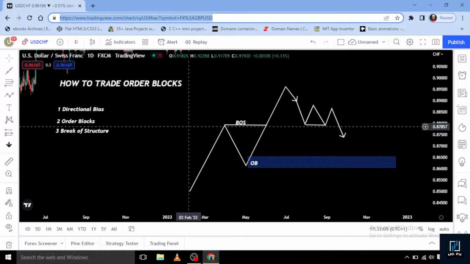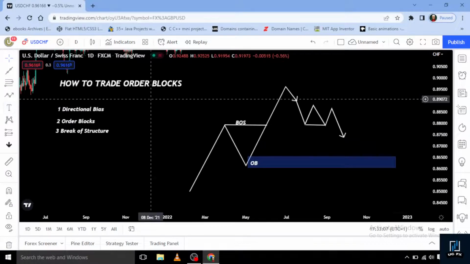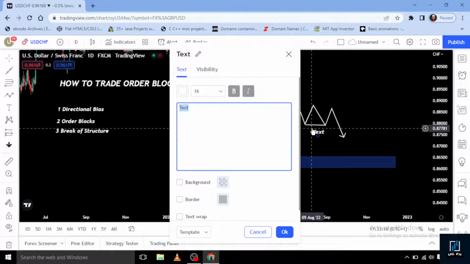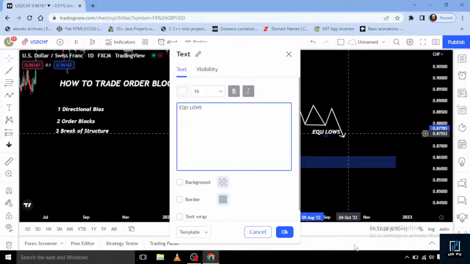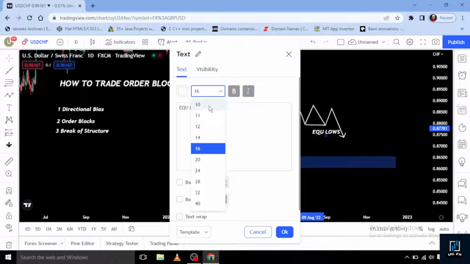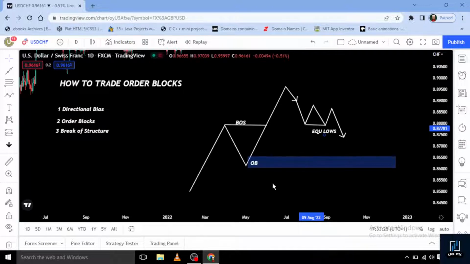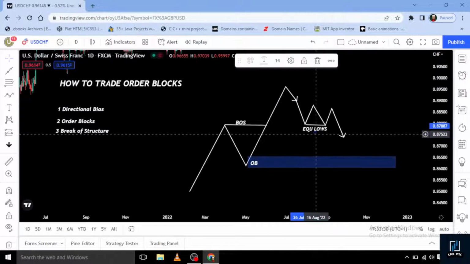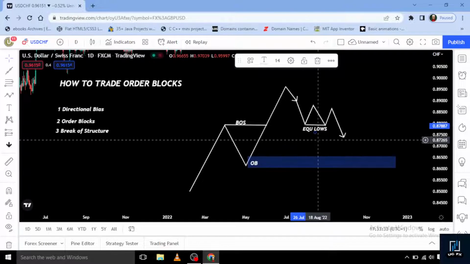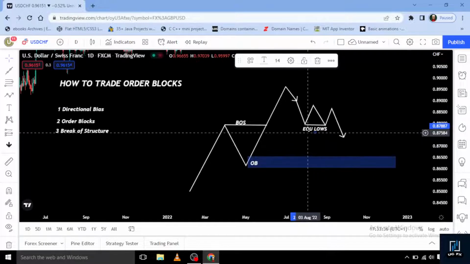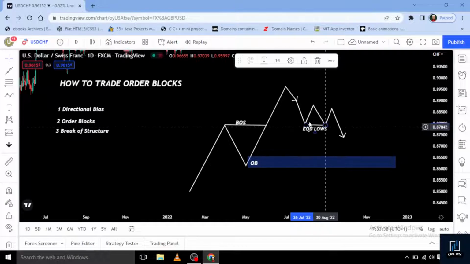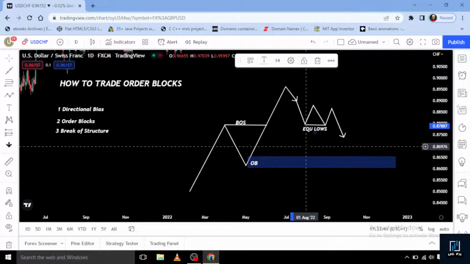But first of all, we need to mark that out as our liquidity. So we need to mark it out as equal lows. So here we have our liquidity in form of equal lows. If it's actually a bearish order block, it will come in form of equal highs. But here we have equal lows. So let us move to the next step.